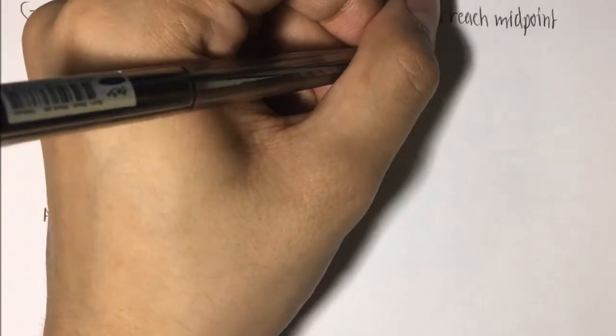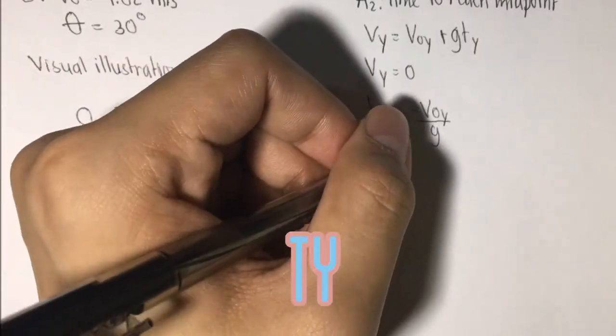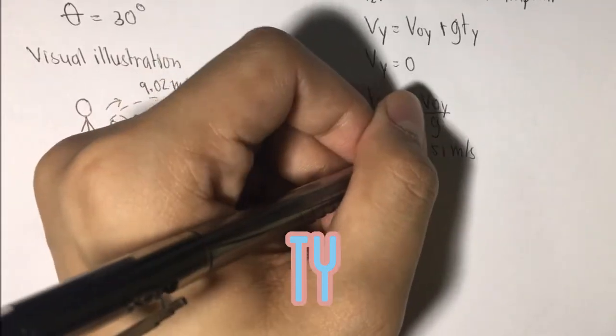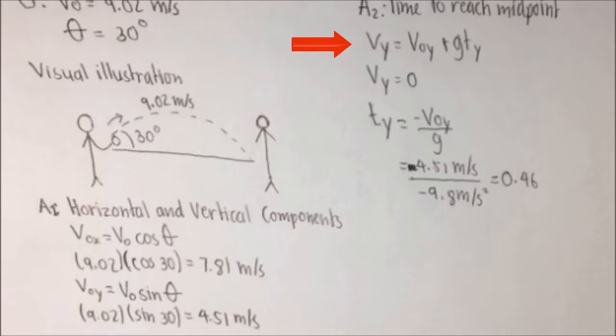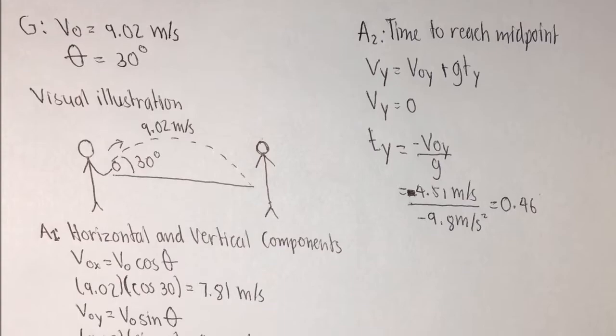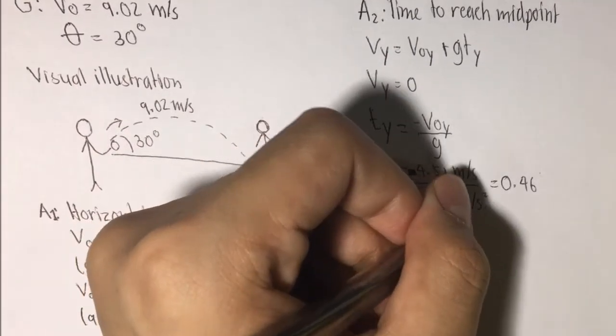Now we're asked for the time for the egg to reach the midpoint or the peak of the trajectory. Let's call this time ty. We already know the y component of the initial velocity, so the best equation to use would be the velocity of y equals the initial velocity's y component plus gravity multiplied by time. Gravity is negative 9.8 meters per second squared, and the velocity of y is 0, since this occurs at the peak of the trajectory.